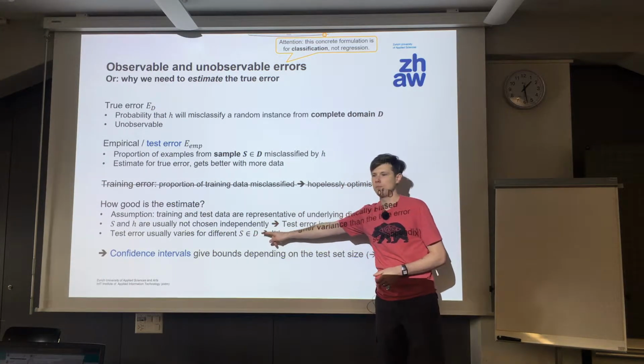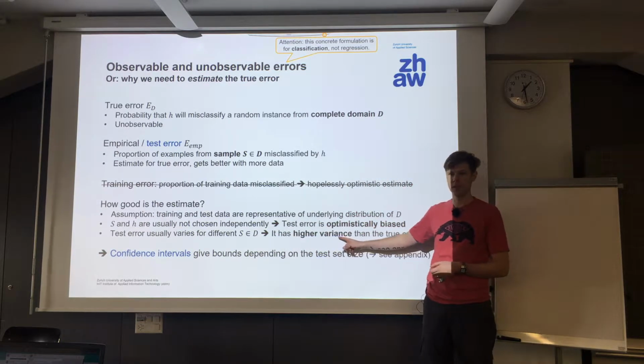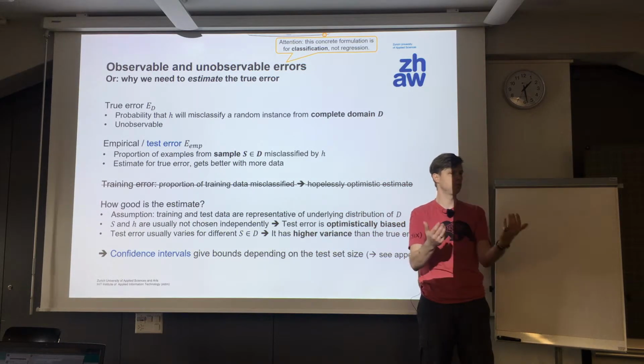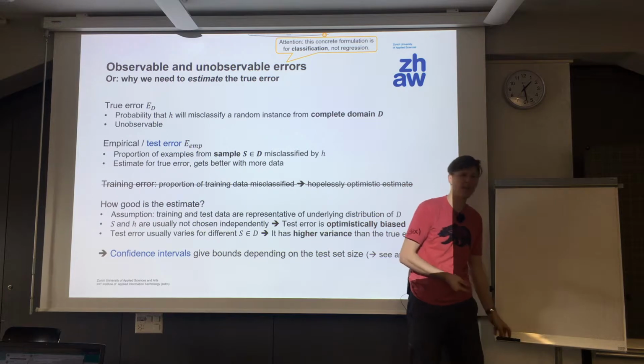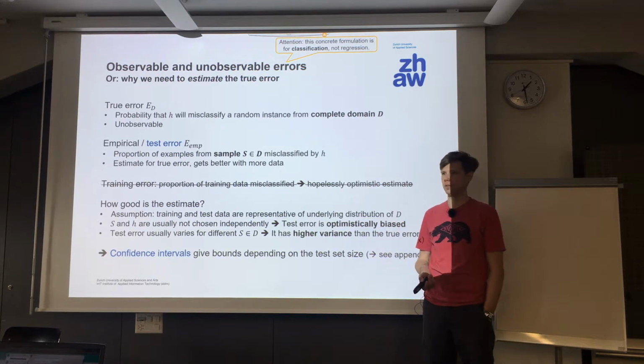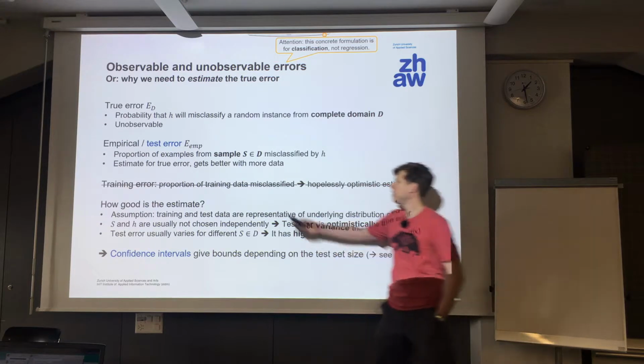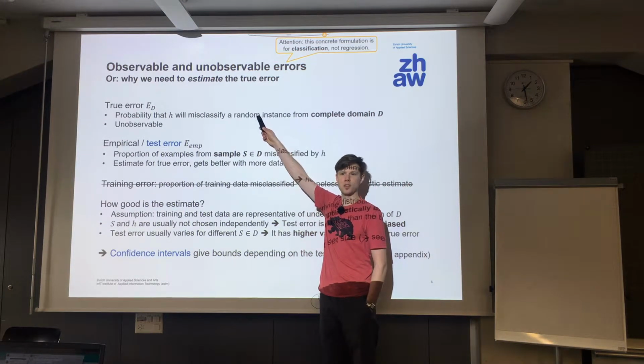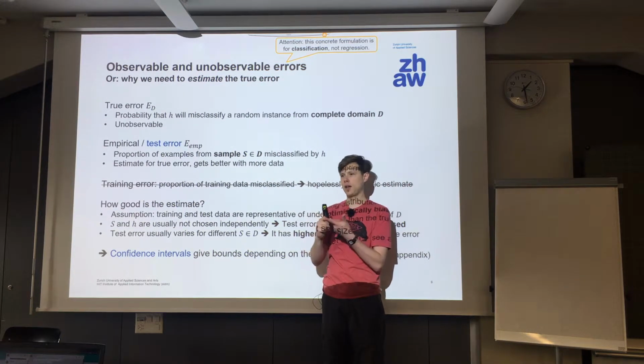And the test error has a higher variance. It varies. If I calculate it over a different data set, I will get a different one. Oh, that's a bad thing. We have only an estimate of the thing we're interested in, and it is biased, and it has a high variance.